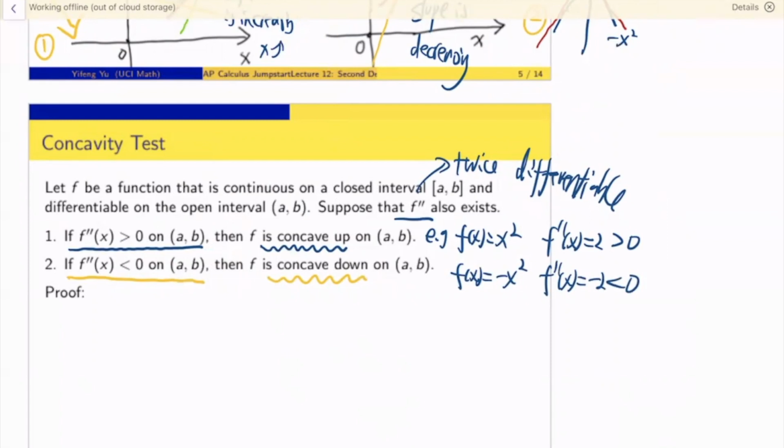So it is consistent. Now, we are going to prove this. Okay, so I'm going to prove this. I will just do 1, and 2 is similar. Okay, let's prove 1. Prove this one. All right. So what do I want to show?